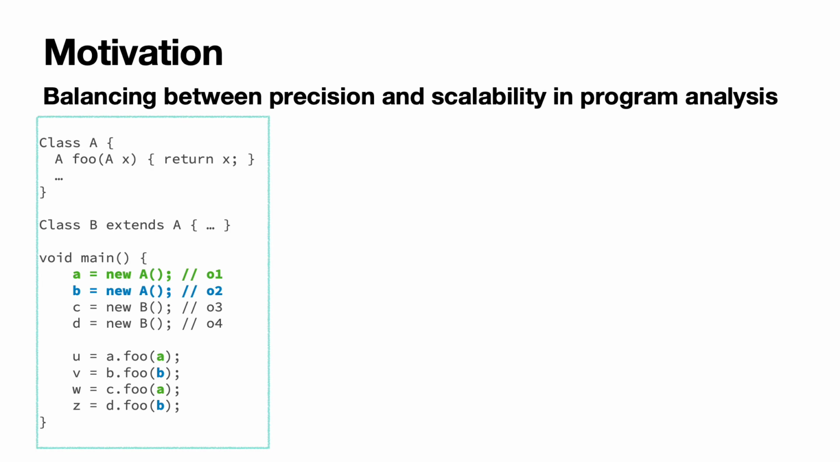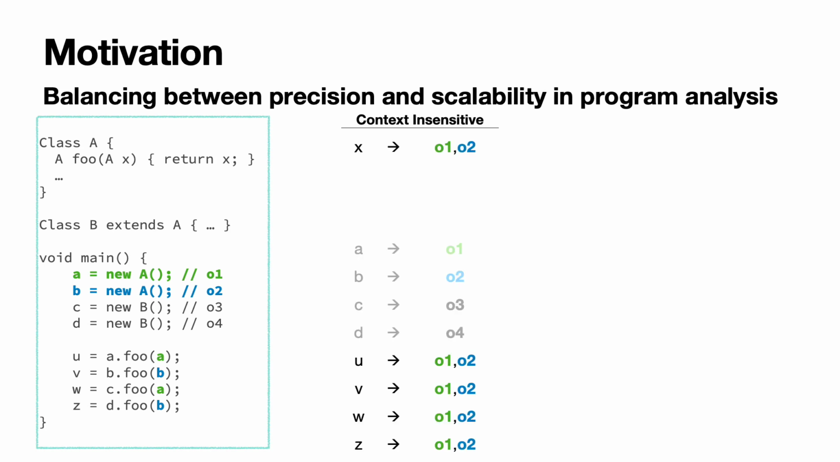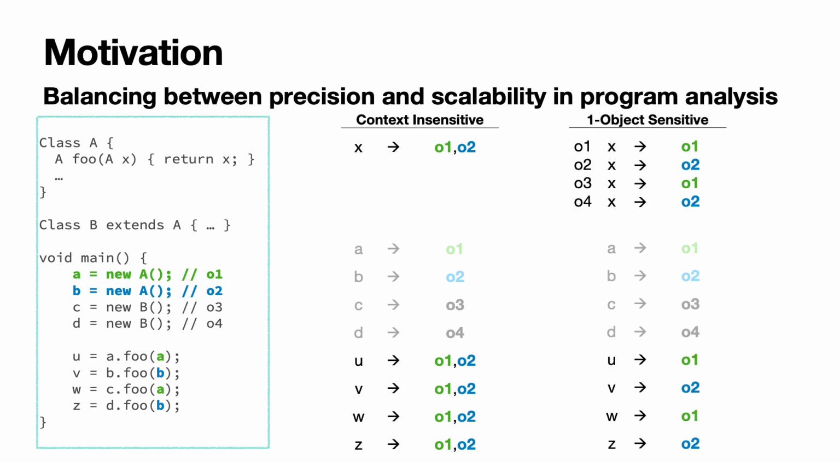At first, we apply a context-insensitive points-to analysis to this code. It cannot distinguish the argument x in foo under different calling contexts. The analysis imprecisely derives that u, v, w, z may point to both O1 and O2. To distinguish different method calls, we can use the most recent receiver object of foo to abstract calling contexts. That is, one-object-sensitive analysis. Then we can correctly distinguish O1 and O2.